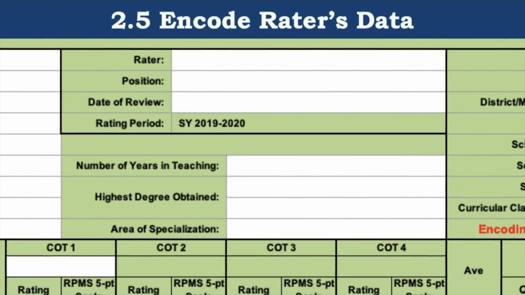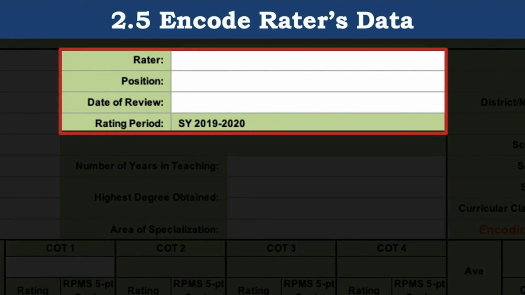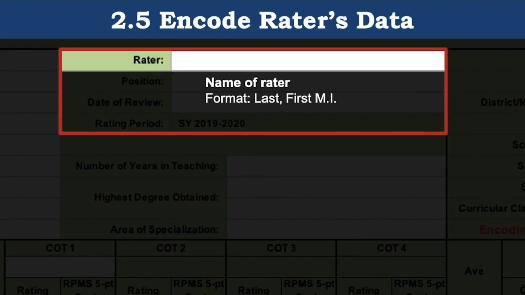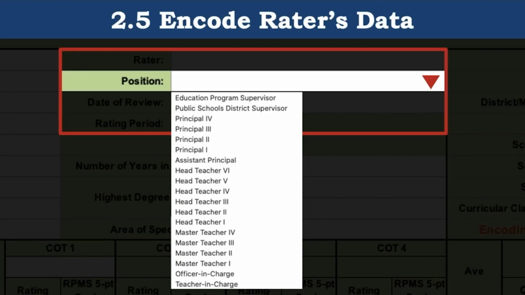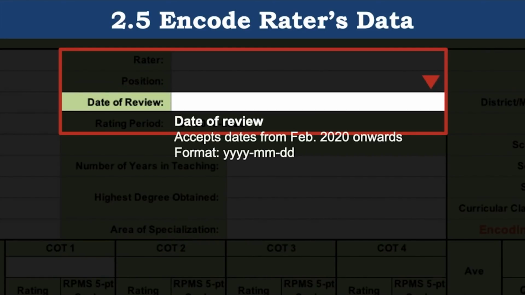Next, we encode the rater's data, which contains only 3 fields. First is the rater's name, and we recommend you use this format: last name, comma, first name, and then the middle initial. Next field is the position, which is a drop-down option between these positions. And the last field is date of review, which accepts dates from February 2020 onwards using this format. At this point in time, this field is not required. You only need to encode the date of review when finalizing Part 1.